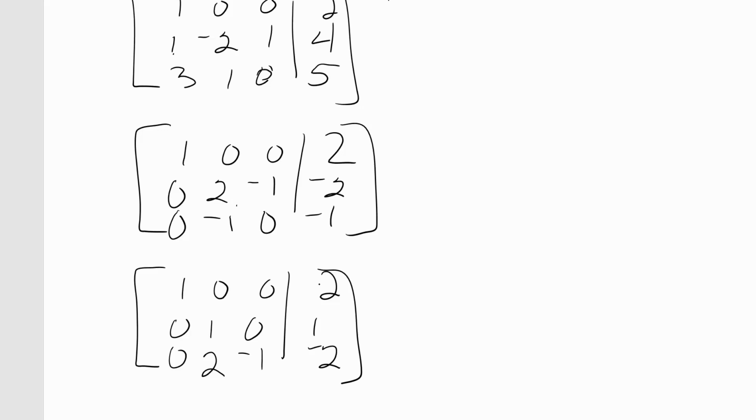And that should be a positive 1. I apologize, let me just make sure I get this right. If I did 3 row 1 minus row 3, it's going to give me 3 minus 3 is 0, 1 minus 1 is going to give me negative 1, and that's going to give me 6 minus 5, which is a positive 1. All right, so now I'm good. So that's going to be a negative 1 there. All right.